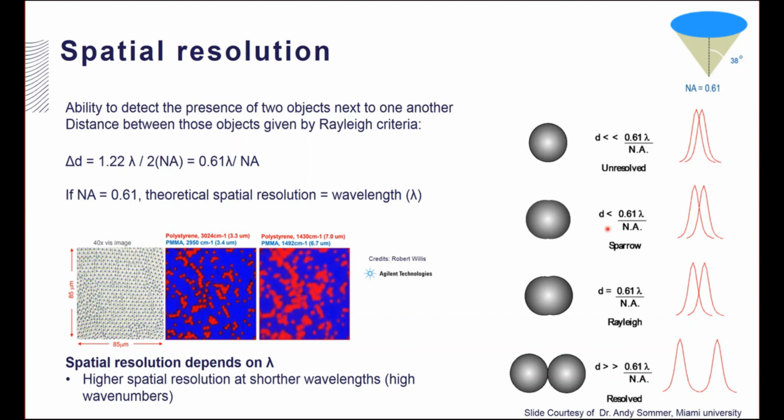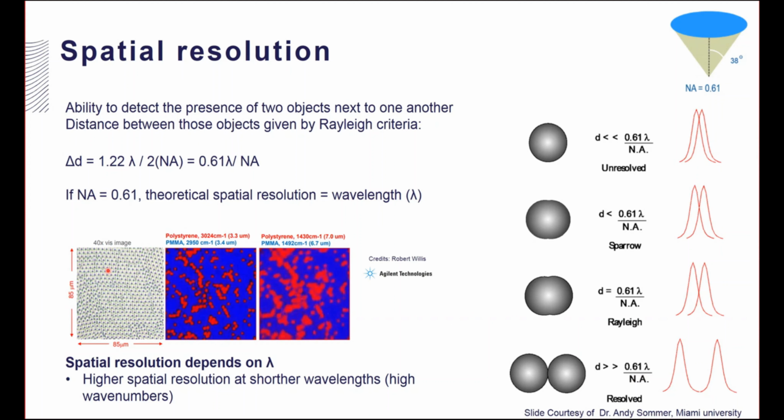If our resolution is still low, but not that low, we can start to distinguish these two objects. When we are at the Rayleigh criterion, our resolution is exactly 0.61 lambda over the numerical aperture, and when the separation is greater than 0.61 lambda over the numerical aperture, we can clearly resolve two objects.